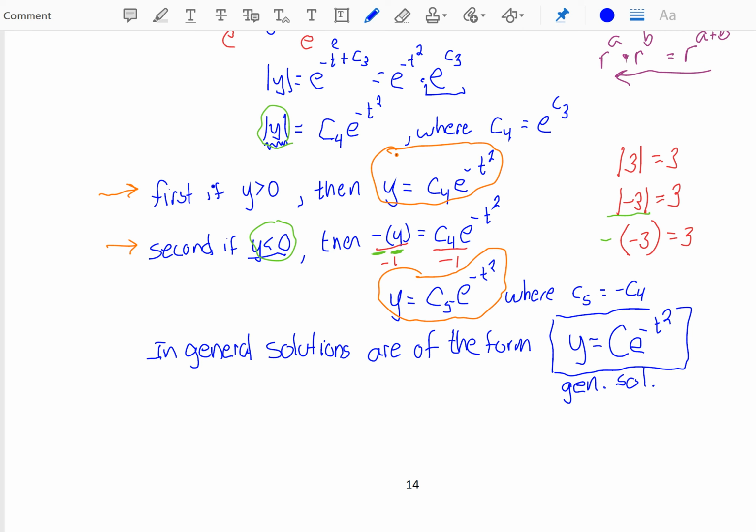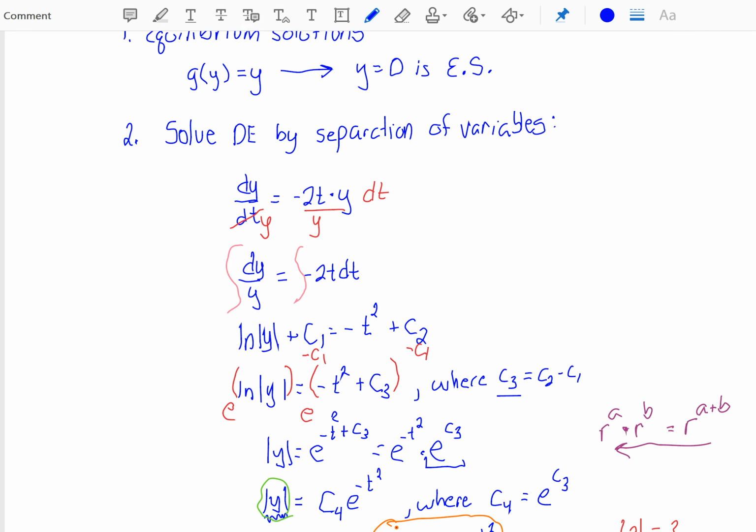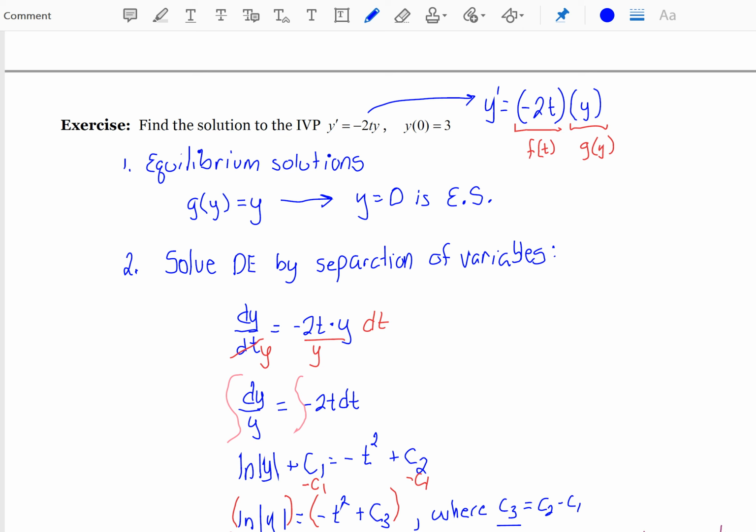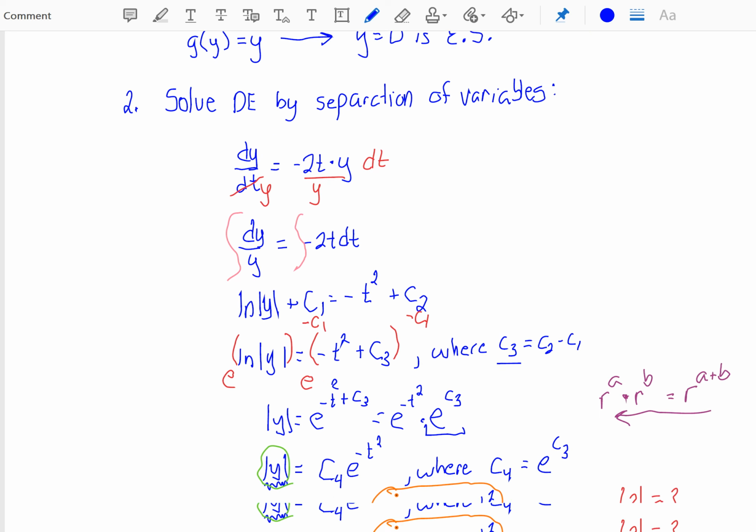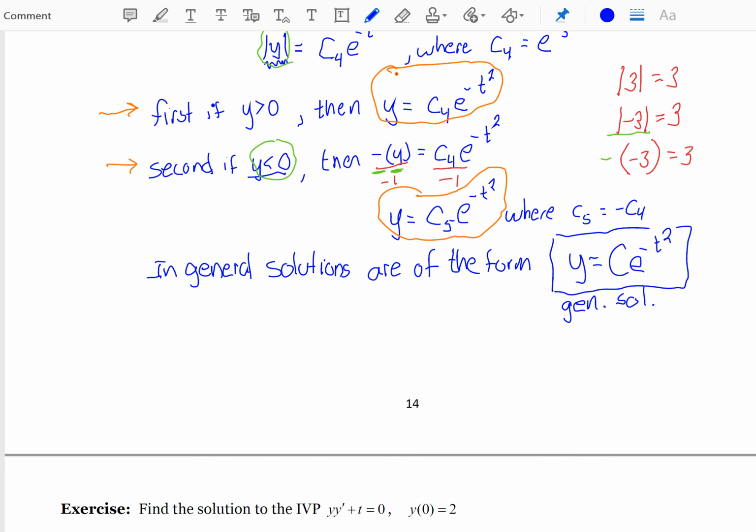Now remember, though, we were given an initial value problem. We were asked to solve this problem where y of 0 was 3. So now let's solve the initial value problem. I'm running out of room on this page, so let me get this to fit in here. To solve the IVP, we want to evaluate our solution at 0. Of course, notice that y of 0 would be C e to the negative 0 squared, and we know this has to equal 3.